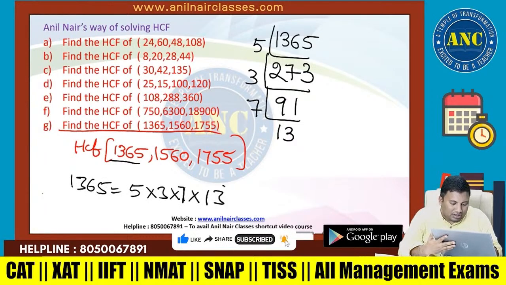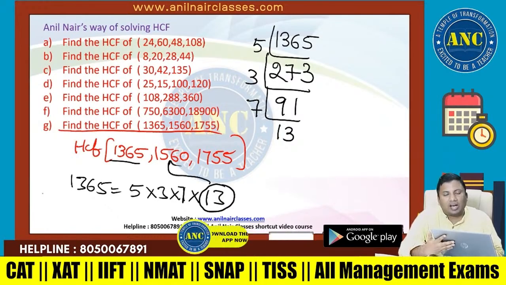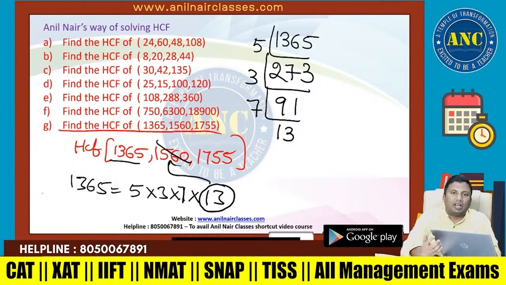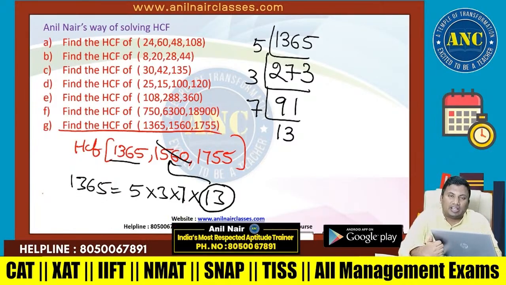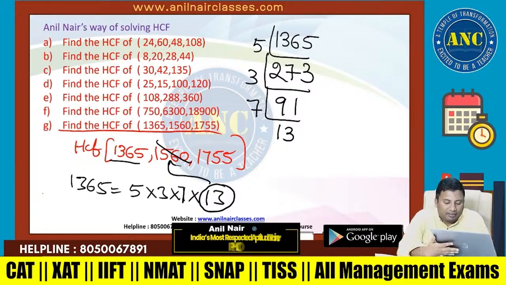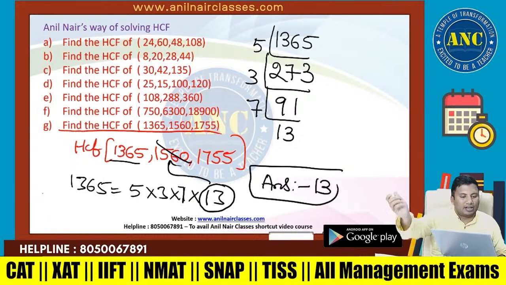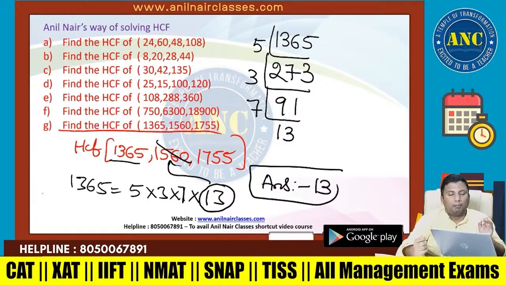Highest is nothing but 13. Check with 13. 13 12s are 156, divisible. 13 1s are 13, 13 3s are 39, 13 5s are 65. Answer for this question is 13. Beautiful logical way to solve highest common factor.